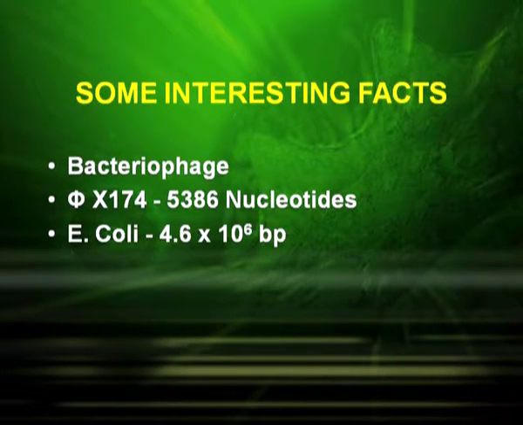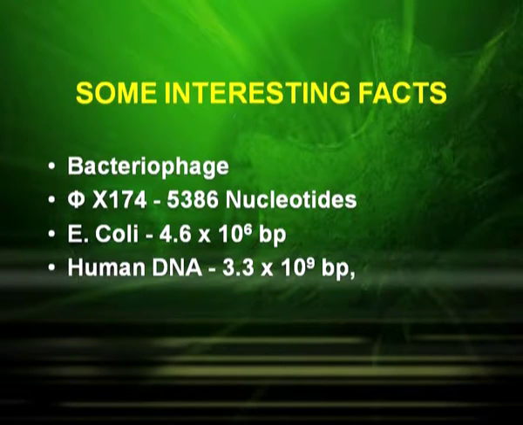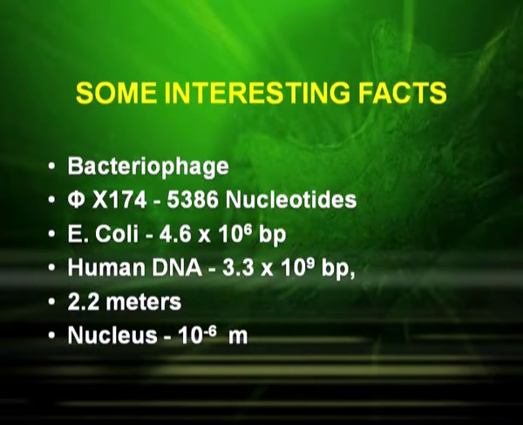And in E. coli, the DNA base pairs are 4.6 × 10^6. On the other hand, in human DNA, the base pairs are 3.3 × 10^9 base pairs. And the length of the DNA is 2.2 meters, whereas the size of the nucleus is only 10^-6 meter. Now, you can imagine how the DNA is packaged in such a small nucleus.